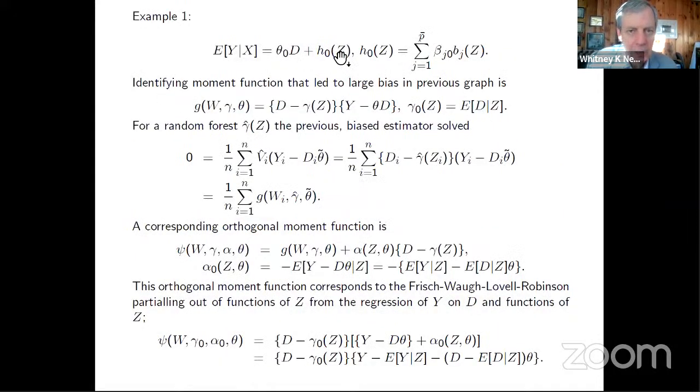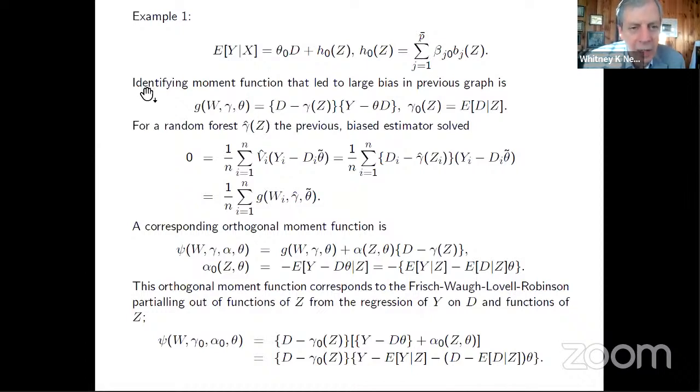So now let's go to our example one. This is where, in that graph, we had the bias last time. So we're going to look at a regression where you're regressing y on d and some functions of z. This is the same setup as last time. h naught of z is a linear combination of a lot of these basis functions.